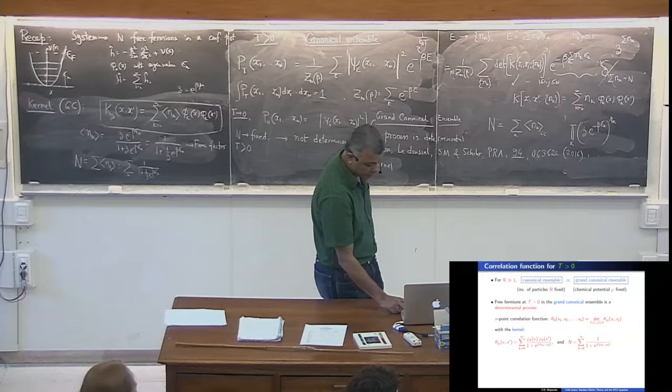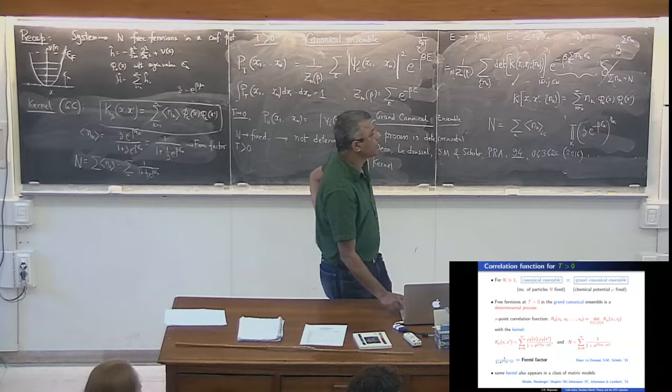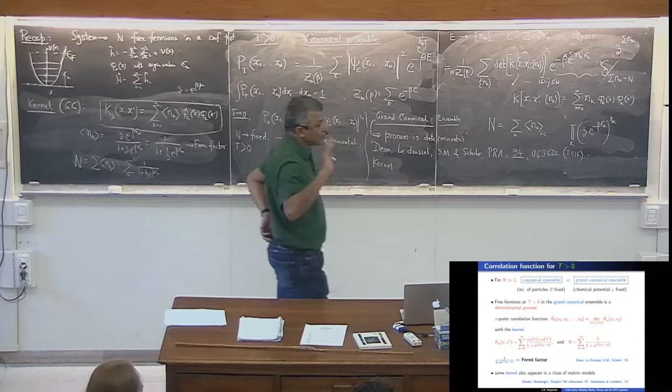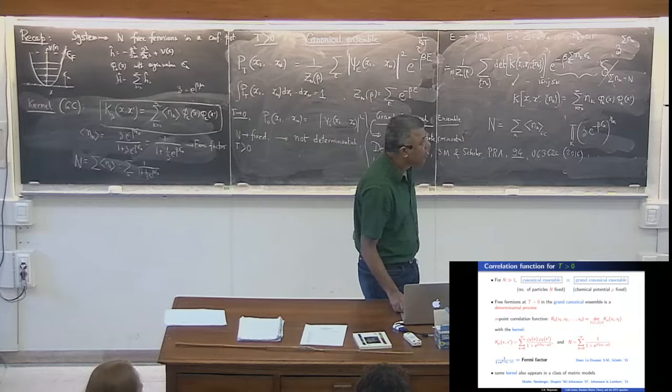Also, exactly this same kernel appears in a class of matrix models. This was first pointed out by Moshe, Neuberger and Shapiro. It's a slightly different type of matrix model, and again I won't get into the discussion. Johansson also discussed this. So this is the kernel that appears here.